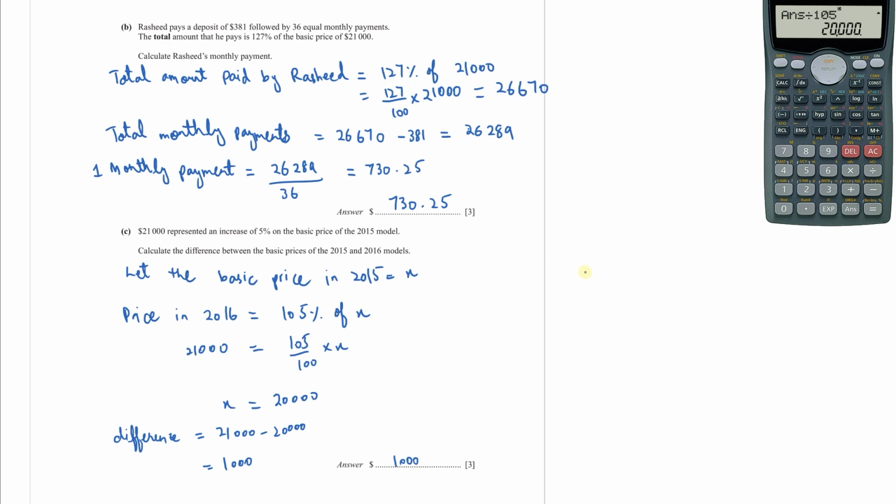You can also use the unitary method where you have the price in 2015 and the price in 2016. If the price in 2015 was 100, then the 5% increase 2016 price will be 105. The actual price is unknown and the 2016 price is 21,000, right? So then you can cross multiply these to form the equation 105x equals 21,000 into 100. So this will give you the same answer as this. So you can use either of the two methods. You will get the same answer.